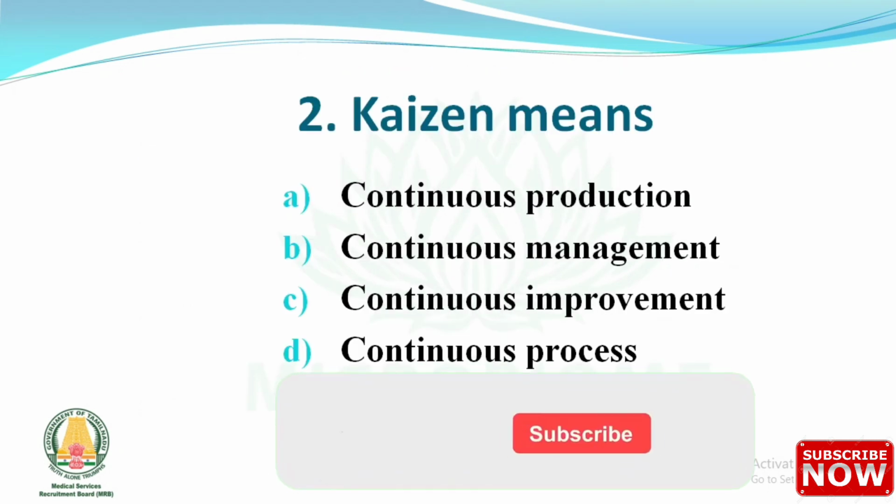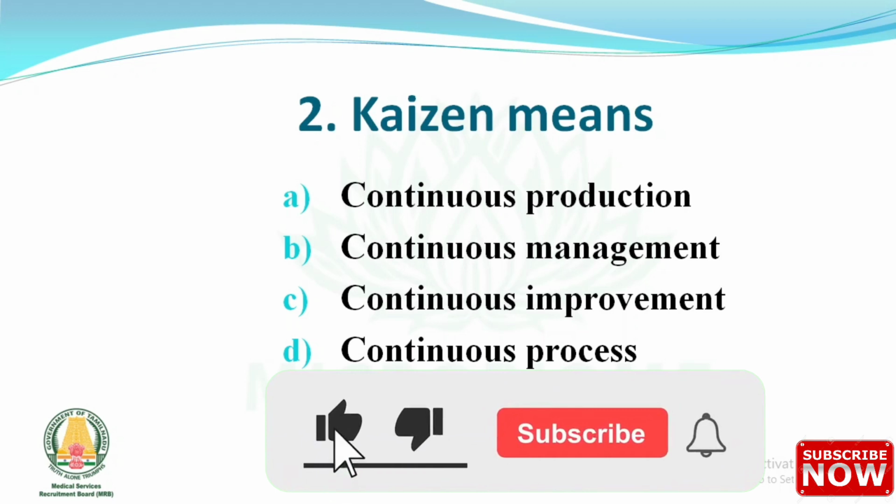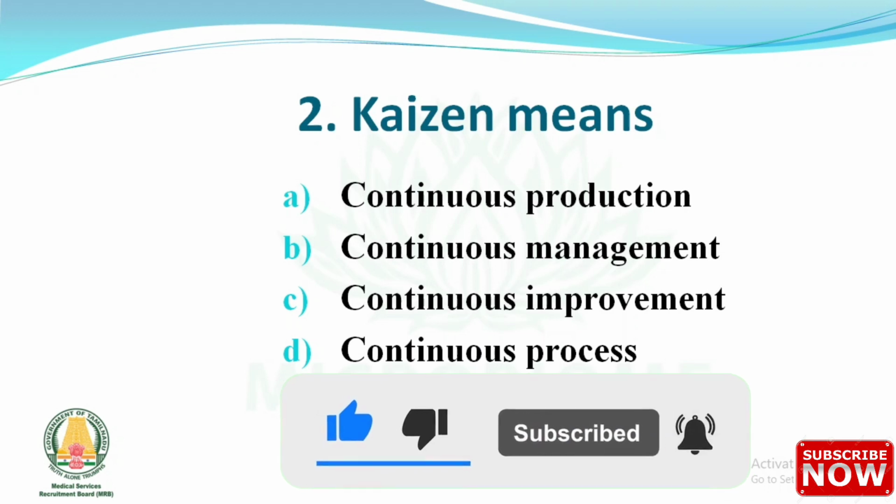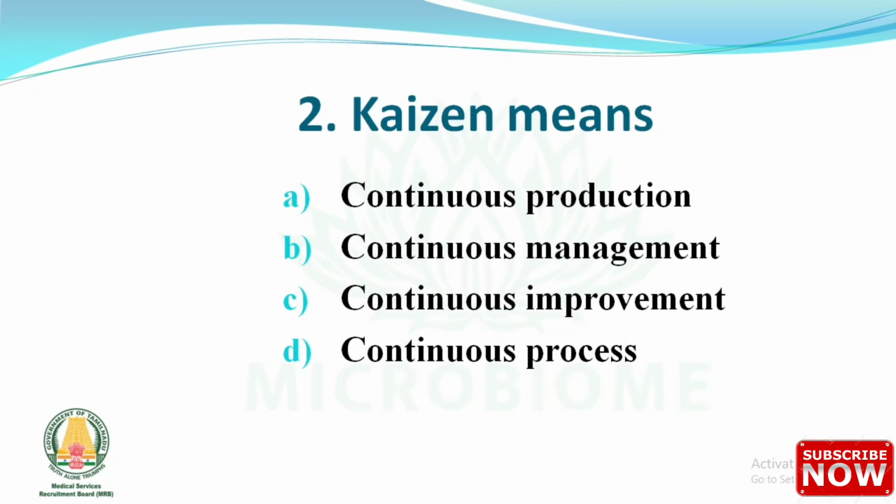And next question, Kaizen means, the options, continuous production, continuous management, continuous improvement, continuous process. So the right answer, option C, continuous improvement.